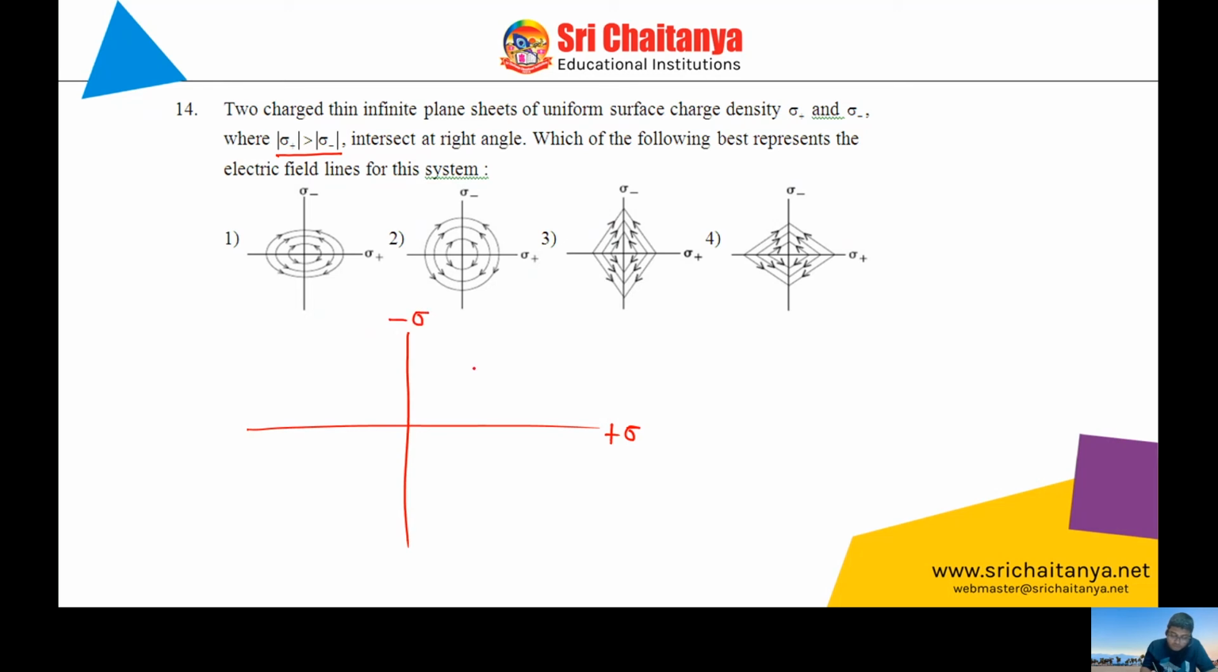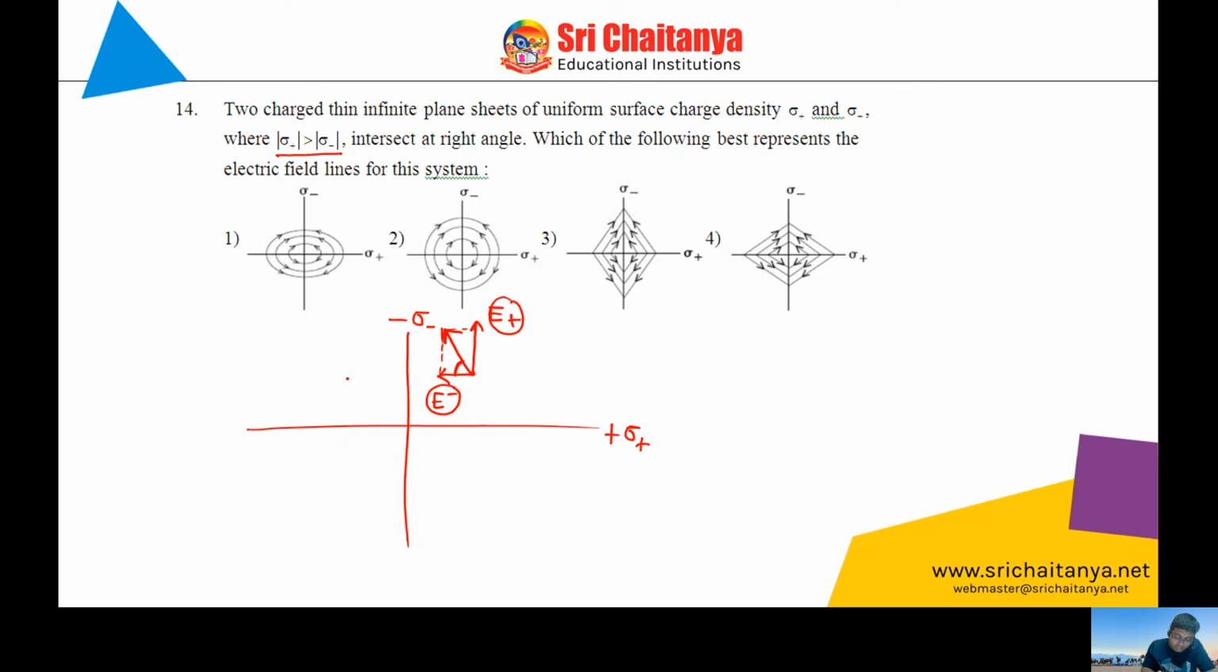Okay, so let's try to find out the electric field over here. The electric field due to plus sigma will be away from it, so let's say that is E plus, and the electric field due to minus sigma will be towards it, that would be E minus. You should also realize the magnitude of E plus would be more than the magnitude of E minus, because the magnitude of sigma plus is more than that of sigma minus. So the resultant electric field will be in this direction. That means this angle will be greater than 45 degrees, so the inclination would be more.